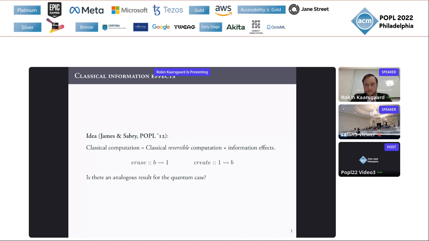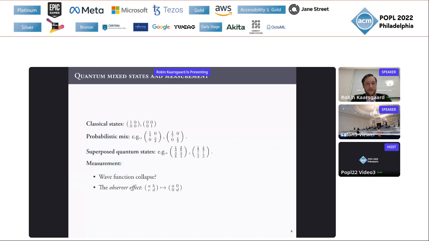So then we wonder, of course, since quantum computation is usually presented as being reversible, is there an analogous result for the quantum case? But to answer this question, we'll need to be able to analyze quantum information costs, right? But to do that, we'll first need some background on the quantum mixed state formalism.